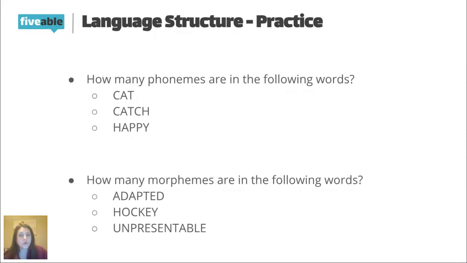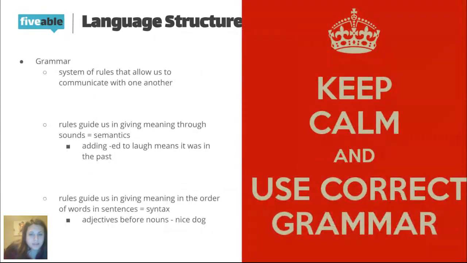All right, so the rules of language are the grammar that we use. Grammar is just defined as a system of rules that allow us to communicate with one another. And it makes sense. We have to have rules, because if we all spoke our sentences in different ways, we would have a really hard time understanding each other. Each language is different. So if you're bilingual, you may have different rules of grammar for the different languages that you know. But basically, these rules give us meaning, and they make it easier for us to communicate with one another.